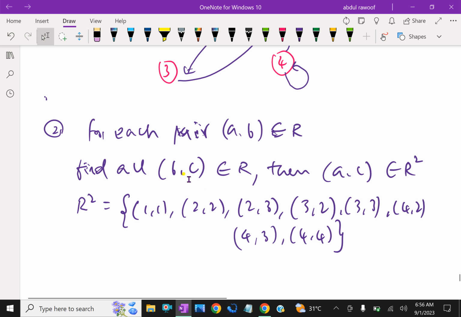Here the condition is: (A, B) is related to R and (B, C) is related to R, then we can say (A, C) is related to R squared.